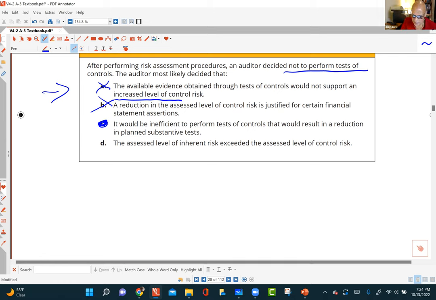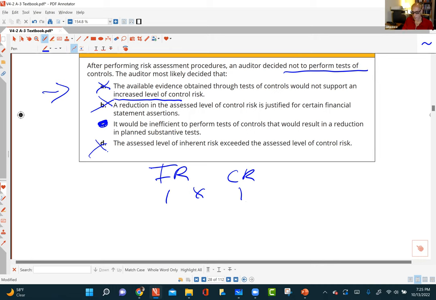D, the assessed level of inherent risk exceeded the assessed level of control risk. So what? If IR is one and CR is say 0.5, that means that my RMM is lower than if they were both sitting there at one. So that again is indicating that you think there is a lower assessed level of risk of material misstatement, and you probably would want to test the operating effectiveness of the controls, unless the only possible answer is C, you had determined that it was more efficient to go directly to substantive testing, which again, I'm telling you is highly unlikely.